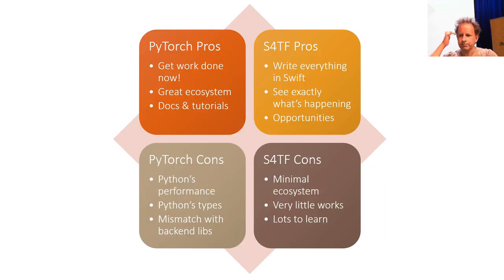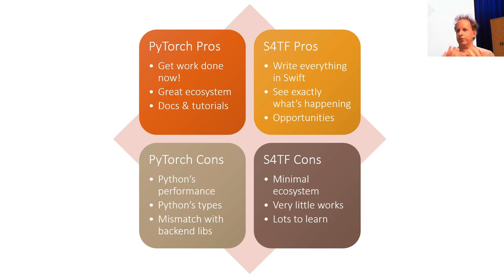So Swift for deep learning means Swift for TensorFlow. That's specifically the library that Chris and his team at Google are working on. We will call that S4TF when I write it down, because I couldn't be bothered typing Swift for TensorFlow every time. Swift for TensorFlow has some pros and cons. PyTorch has some pros and cons. And interestingly, they're the opposite of each other.